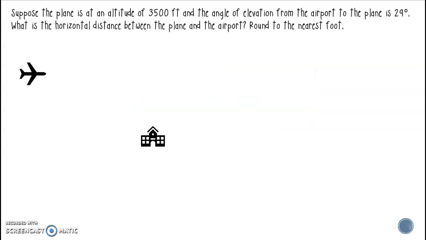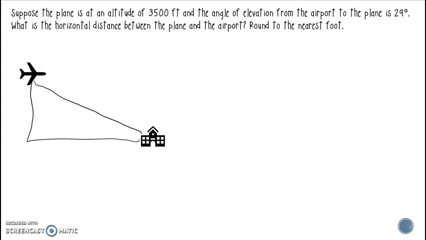Suppose a plane is at an altitude of 3,500 feet and the angle of elevation from the airport to the plane is 29 degrees. What is the horizontal distance between the plane and the airport? Round to the nearest foot. So I have a plane and I have an airport. I'm going to draw a triangle in between those two.